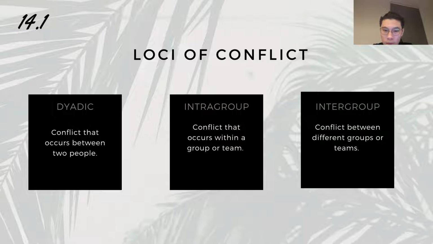Loci of conflict. The first one we have is dyadic conflict, which is conflict that occurs between two people. The second one we have is intragroup conflict, a conflict that occurs within a group or a team. And lastly, intergroup conflict, conflict between different groups or teams.